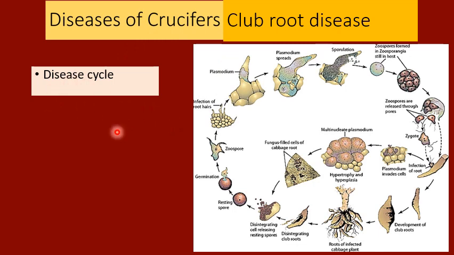Then we will go to the disease cycle of clubroot disease. We will start from here. These are the roots of an infected cabbage plant. You can see club roots here. Inside these club roots there may be a large number of Plasmodium pathogen. After the club roots disintegrate, resting spores may come out. With favorable conditions, resting spores may germinate and produce zoospores. Then zoospores can enter the plants through wounds or through the root hairs.